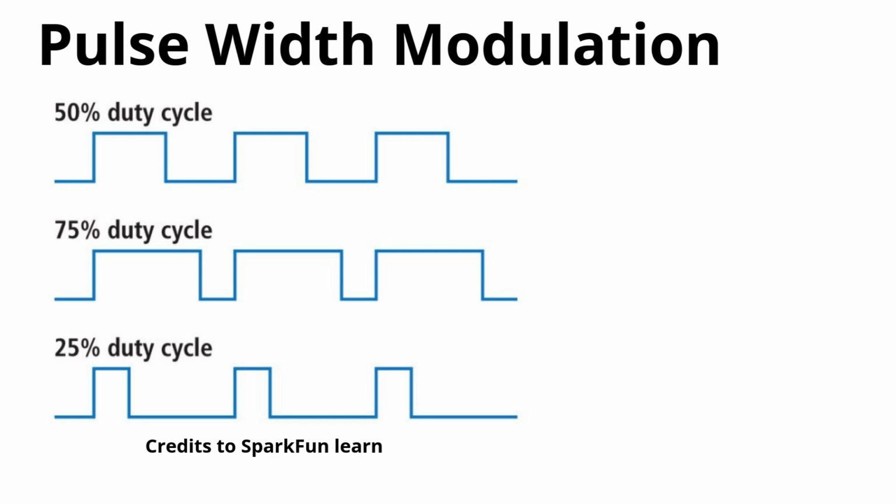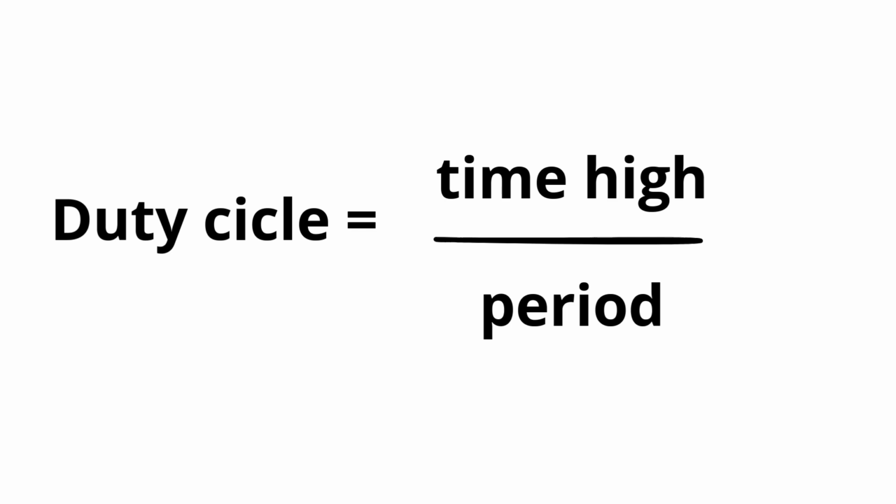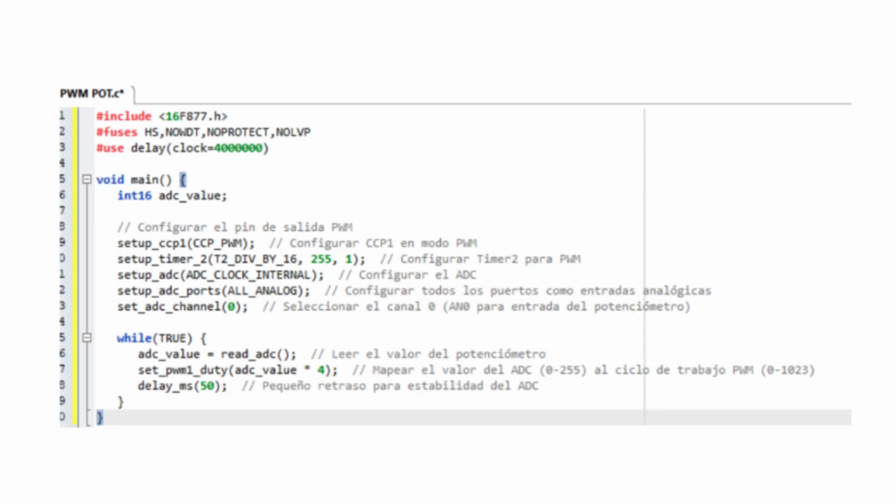So this will directly affect the power consumption of the device it is connected to, with values of 0%, meaning that the signal will always be low, and values of 100%, meaning that the signal will always be high with a maximum average voltage. This is a formula to calculate the duty cycle of a signal. We divide the time high by the period. That's it. Pretty simple. So let's take a look at the code.